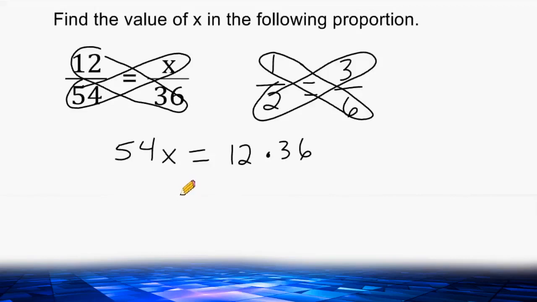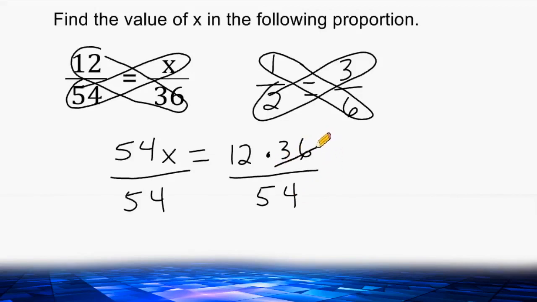Now, when isolating a variable or solving for x, what you want to do is do the inverse of what is actually going on. 54 and x are being multiplied, so we do the inverse of multiplication, which is to divide. So I'm going to take 12 times 36 and divide that by 54. Now notice that I did not multiply 12 and 36, and that is because I'm going to take advantage of cancellation here. For example, 36 and 54 have a common factor of 9.